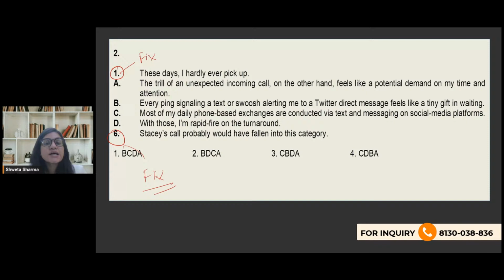Okay, so these days I hardly ever pick up. Pick up what? Thrill of an unexpected incoming call, on the other hand, feels like a potential demand on my time and attention. Every ping signaling a text or swoosh alerting me to a Twitter direct message feels like a tiny gift in waiting. Most of my daily phone based exchanges are conducted via text and messaging on social media platforms. With those, I'm a rapid fire on the turnaround. Stacy's call probably would have fallen into this category. So I've already told what is this category. Now it just becomes simple to figure out.